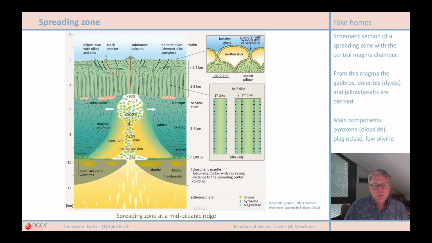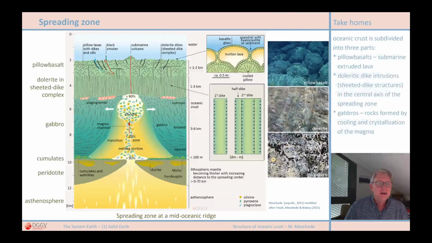In this figure, we see a schematic representation of the magma chamber in the spreading zone at the mid-oceanic ridge. That is the zone that again and again is opening up so that magma can flow into it from below. And here, the oceanic crust with its various layers is formed. Essentially, there are three layers. The top is characterized by submarine basalts, which usually occur as pillow basalts.